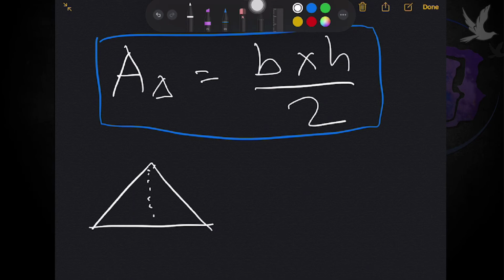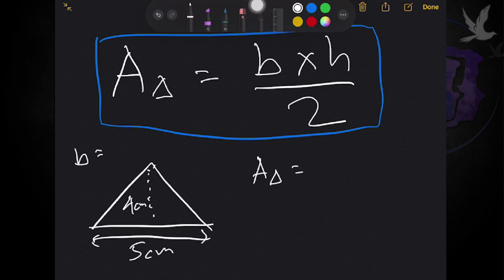And let's say the base measures 5 centimeters, and the height measures 4 centimeters. So using the formula, the area of a triangle is equivalent to... What is our base? Identify first that our base is 5 cm and our height is 4 cm. Okay, so that's it. Identify first.